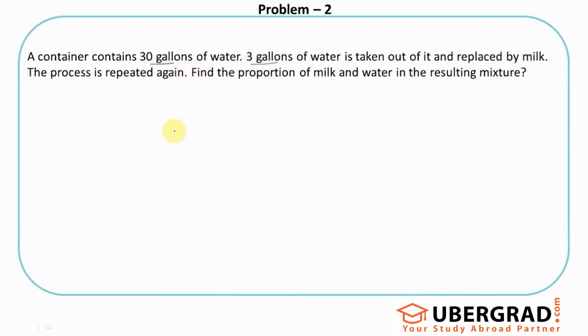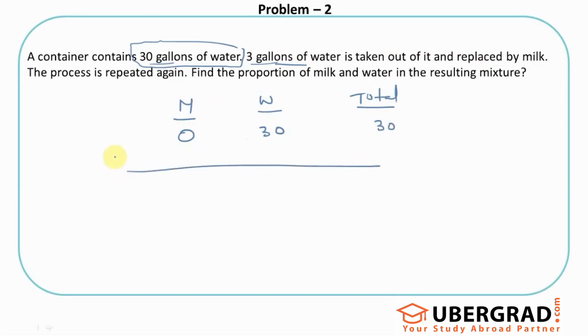So this is slightly different to what we have discussed earlier. Here it's completely only water. Now I'm removing that and I'm replacing it with milk. So there is milk, there is water, and there is the total. There was no milk earlier. I had 30 gallons of water, so the total will be 30.